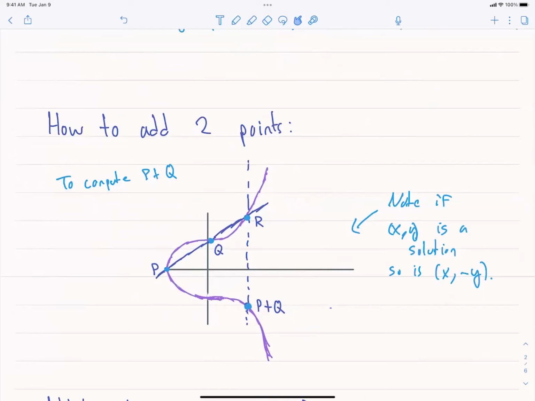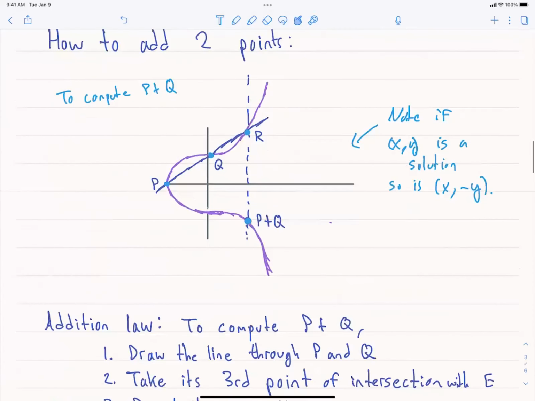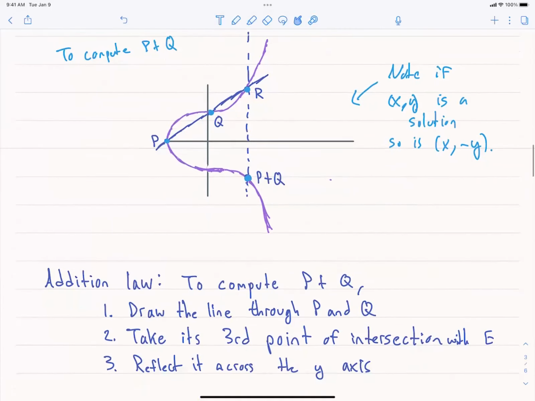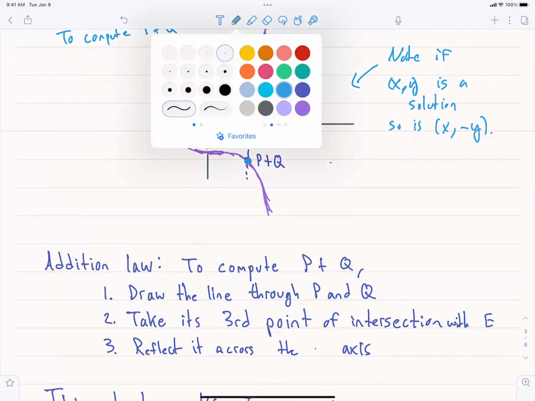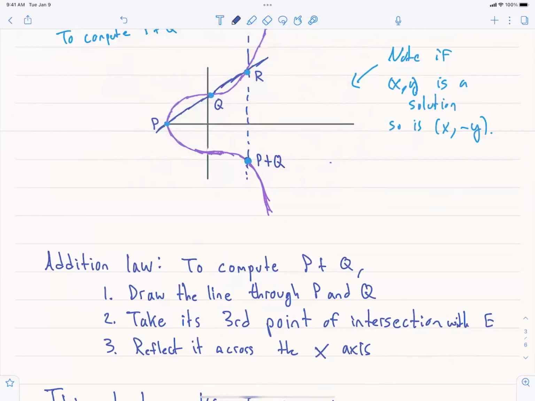And we're going to talk about this a lot in class on Tuesday, so we'll explore how this process works and how you can actually compute with it. But let me point out before that what the problems are. Again, our algorithm was: if we want to compute P plus Q, we draw the line through P and Q, take its third point of intersection with E, and then reflect it across the x-axis to get P plus Q.